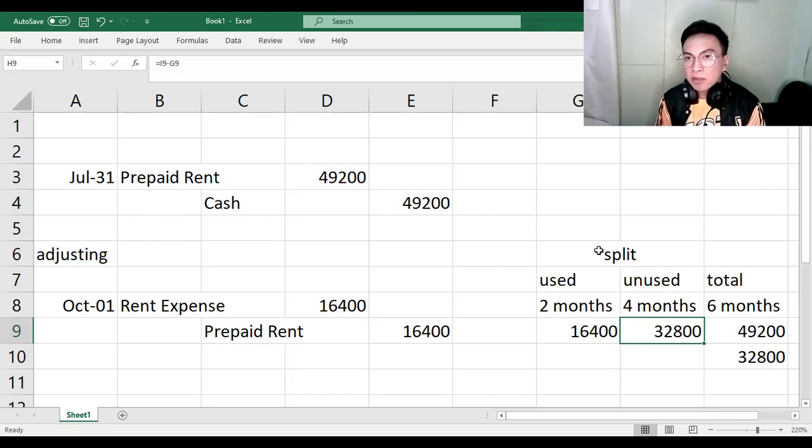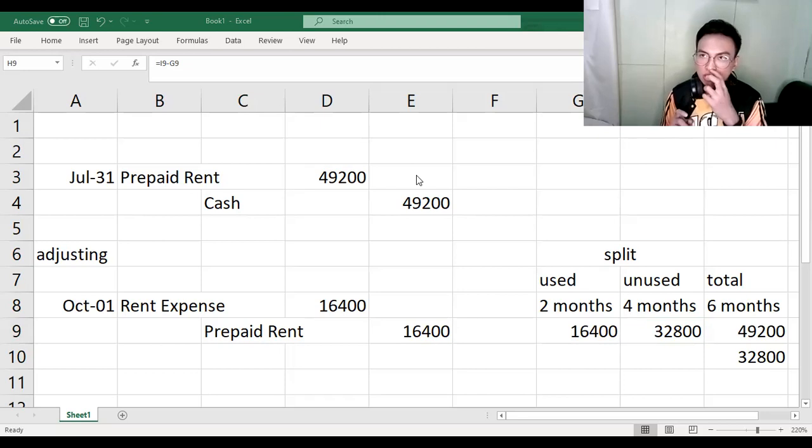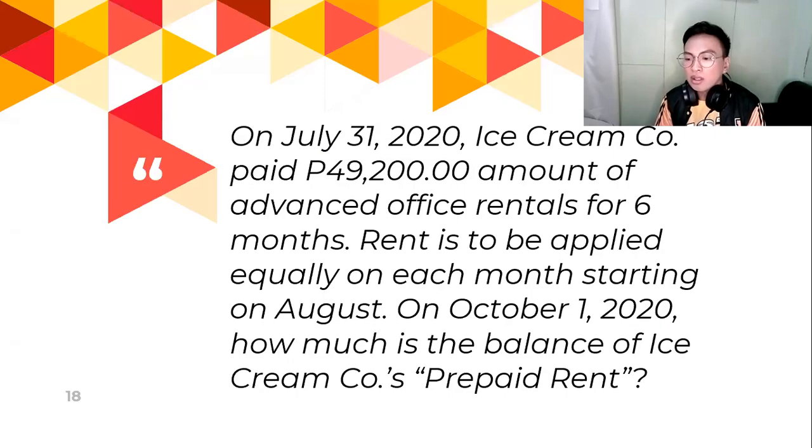Disbursement for prepaid rent. Okay, so that is for the first portion of the discussion. What if we reverse the role or we look at it as the supplier? Okay? What if we're the supplier? Let's look for a problem na income naman, or tayo naman yung nakareceive ng pera.